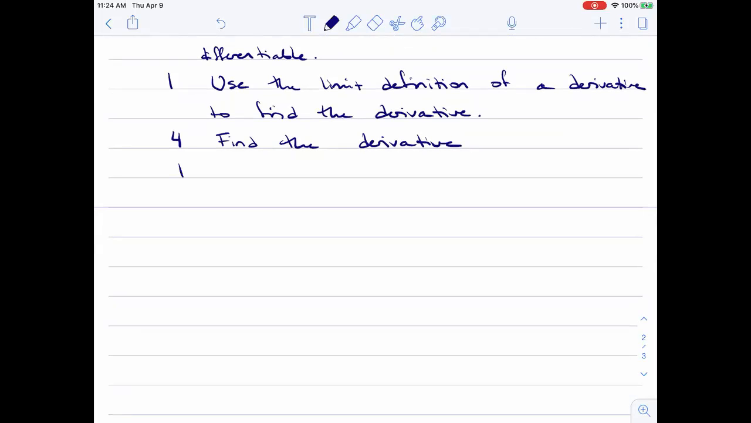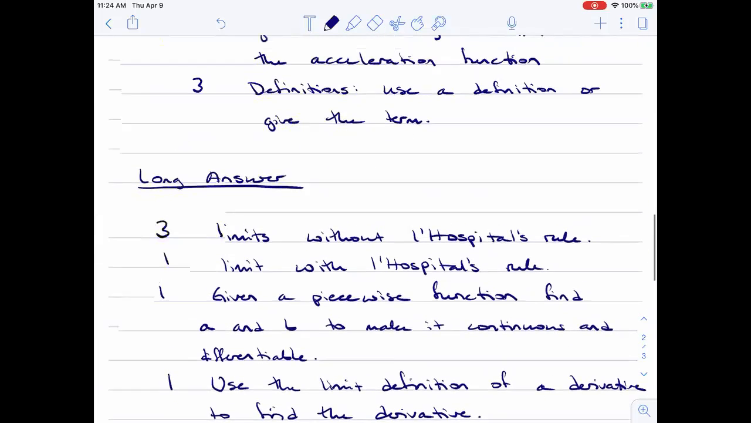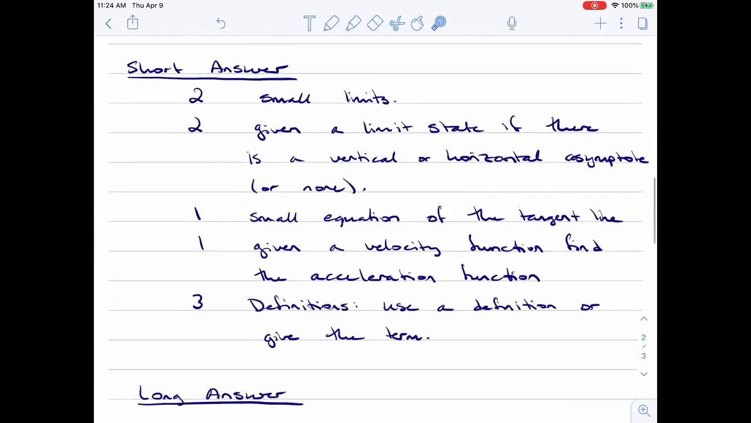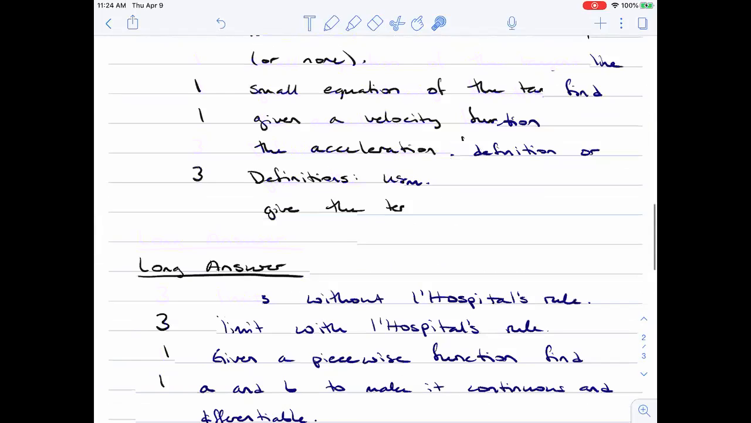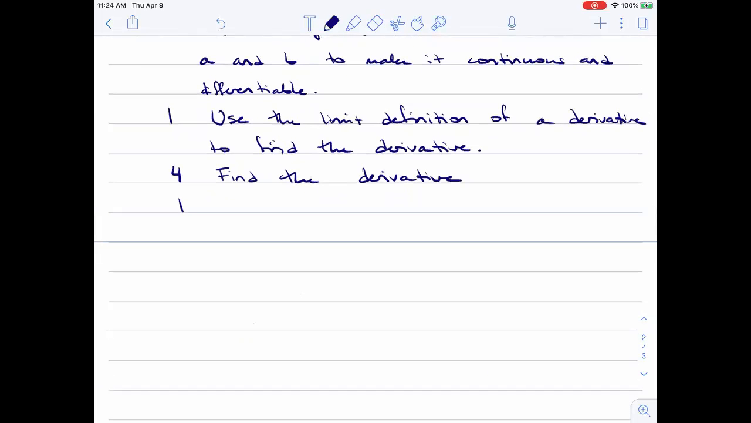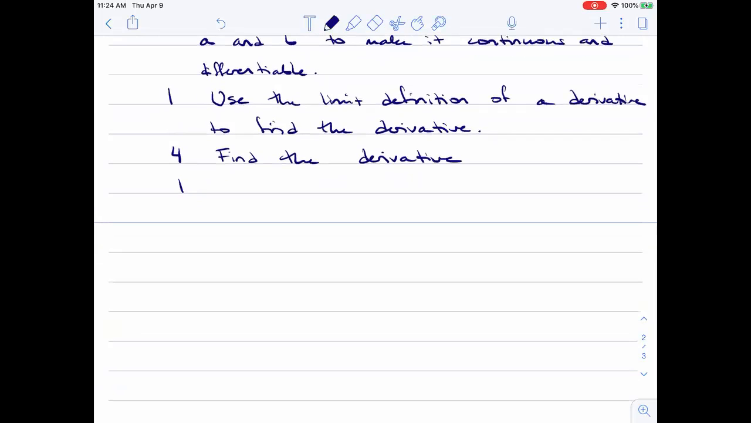Then there's going to be 1, and so remember there's an equation of the tangent line here in the short answer, a small equation for the tangent line. Now here's where the big one is, right? And so we've done 1 and it used implicit differentiation, right? Tangent. And so 1 equation of the tangent line. All right, so it's going to be a little bit bigger.